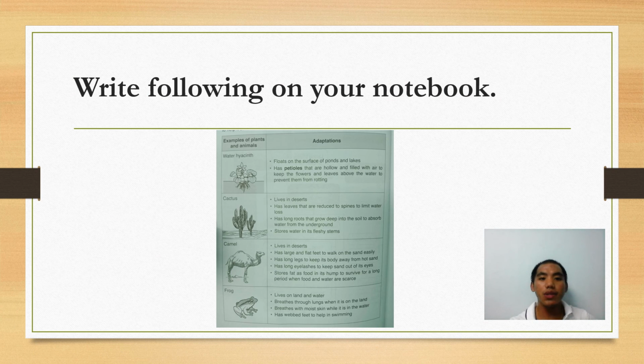And for your activity today, I would like you to write about the animals and plants adaptation in your notebook. So please write the following in your notebook. And then next meeting, I will be giving you some activity about it. So for now, you're going to write the adaptation of plants and animals in your notebook. Understand? You got only one activity in science for today, wherein you're just going to write the animals and plants adaptation in your notebook.